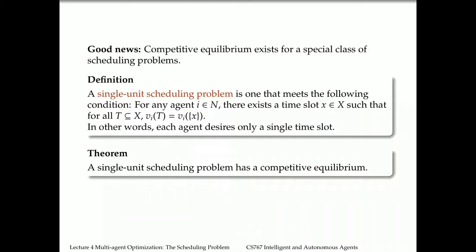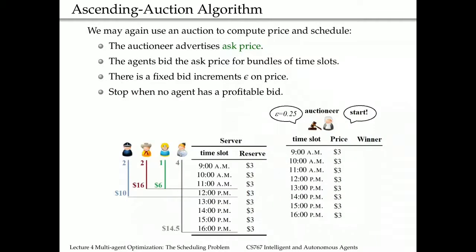So a single unit scheduling problem has a competitive equilibrium. But this same does not hold in the general case, right? So we have this good news, but of course we still want to focus on the more general case. And even though we cannot guarantee to reach competitive equilibrium because sometimes it doesn't exist, we still would like to find a schedule that is somehow good, right? And supposedly, can we find an algorithm that reaches competitive equilibrium if there is one?